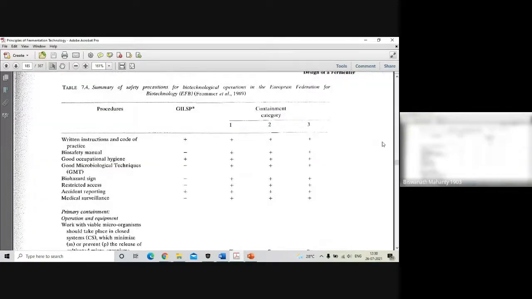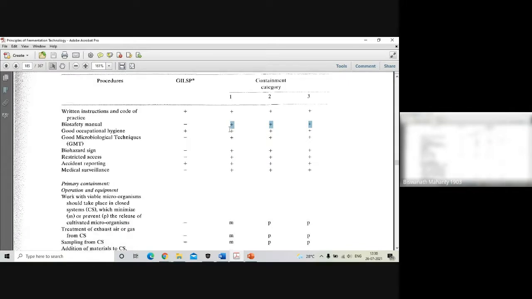And if you see how the lab working environment is different, basically there is not much difference. If it is non-pathogenic, I do not need any biosafety manuals. If it is pathogenic, I should have biosafety manuals in our lab. You see, in containment 1, 2, and 3, all three categories, I should have a biosafety manual. And most of them have common things: good occupational hygiene, biohazard sign. You have definitely seen the biohazard sign in recent days. Accident reporting, medical surveillance, all those things are common in containment category 1, 2, or 3.